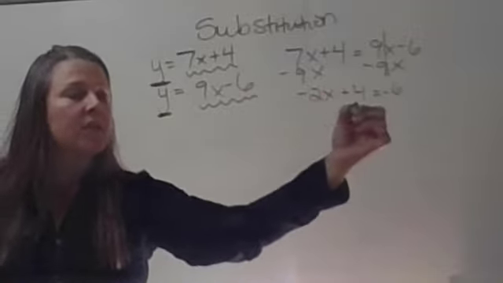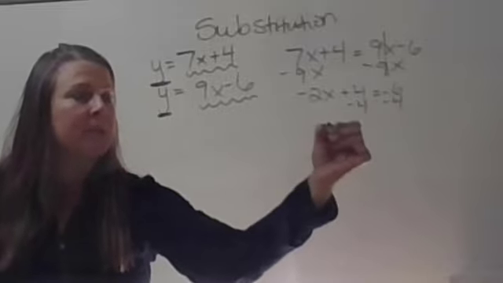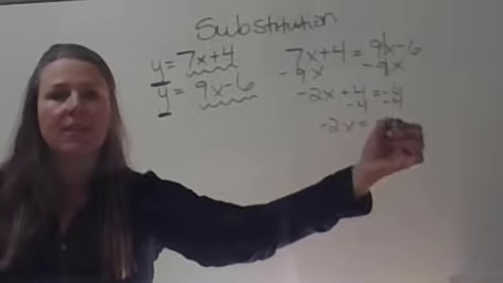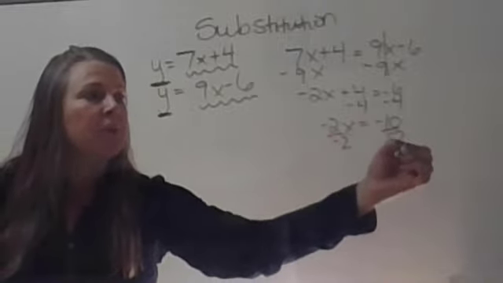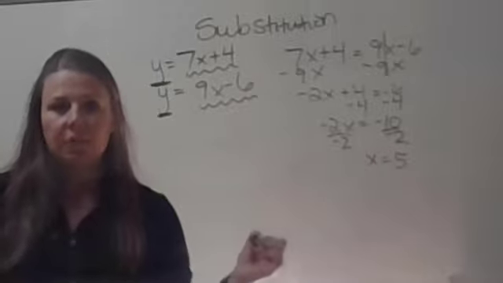To solve for x, you would subtract 4 from both sides. So negative 2x equals negative 10. And then when you divide by negative 2, you're getting x is equal to 5.